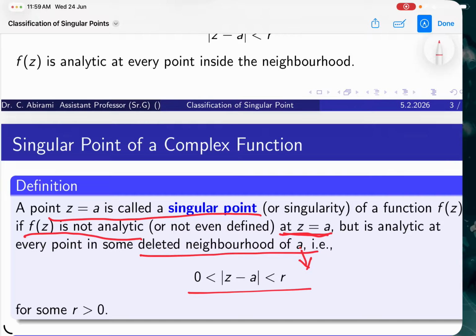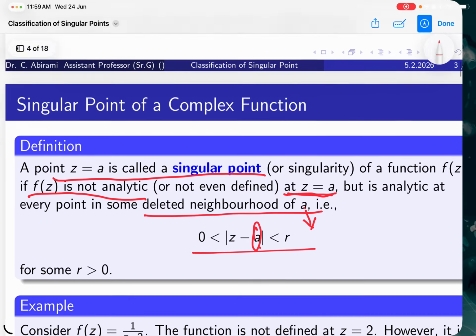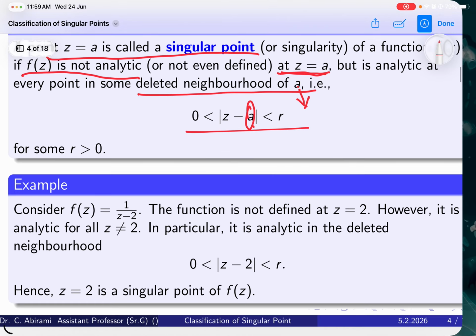How are we going to represent a deleted neighborhood? 0 less than modulus of z minus a less than r. That means the point a is not in the neighborhood. For example, f of z is equal to 1 by z minus 2. How do you analyze the singular points of the function? For what value of z is the function not defined? Put z is equal to 2: 2 minus 2 is 0, 1 by 0 is infinity. The function does not exist at the point z is equal to 2.